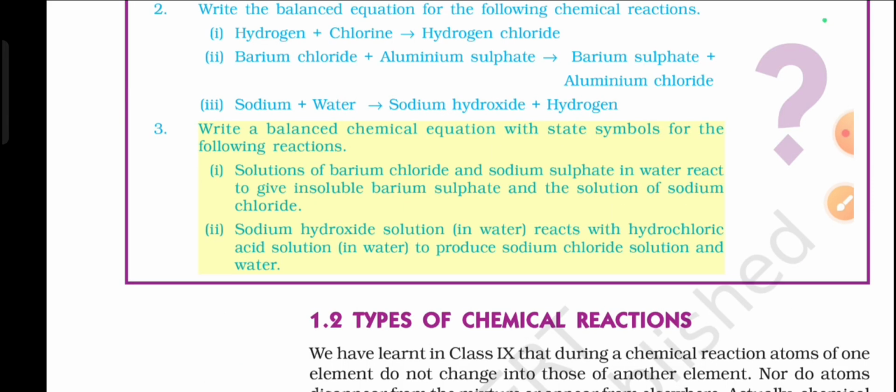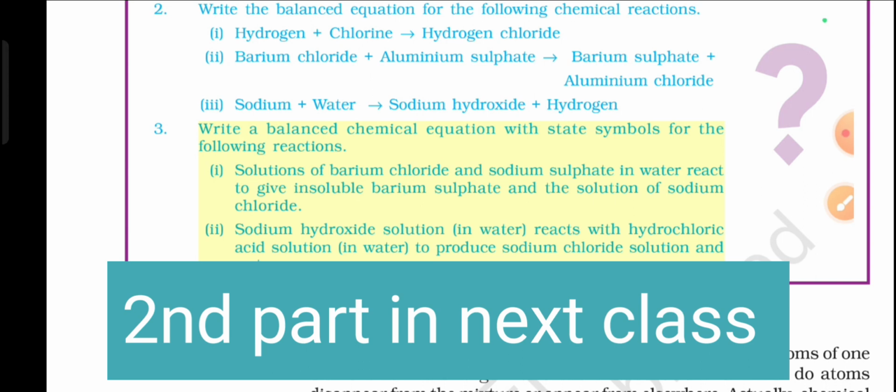3. Write a balanced chemical equation with state symbols for the following reactions. (i) Solutions of barium chloride and sodium sulfate in water react to give insoluble barium sulfate and a solution of sodium chloride. (ii) Sodium hydroxide solution in water reacts with hydrochloric acid solution in water to produce sodium chloride solution in water.